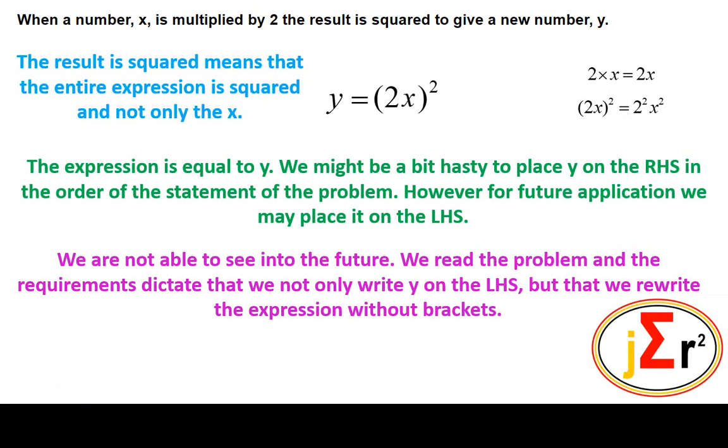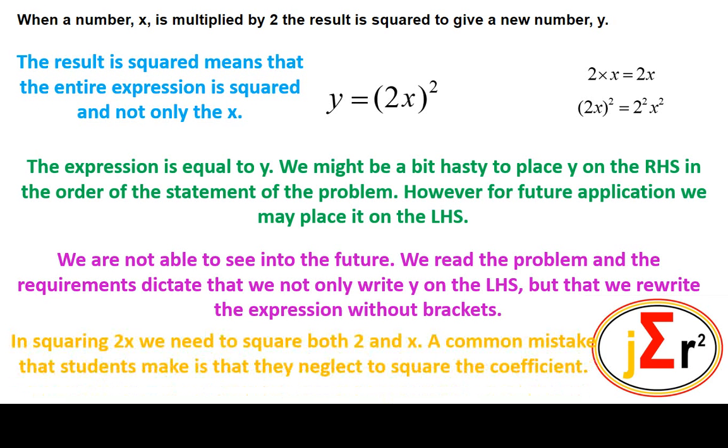That is how it is read. It is not read 2x squared. It is read 2x all squared, because we are making our intentions clear that we are not just squaring x, but we are squaring 2x. So we are squaring all of 2x. So we should really say 2x all squared.